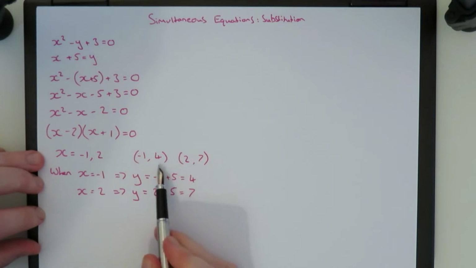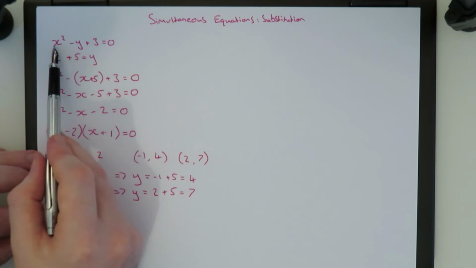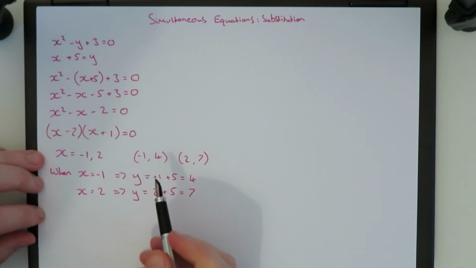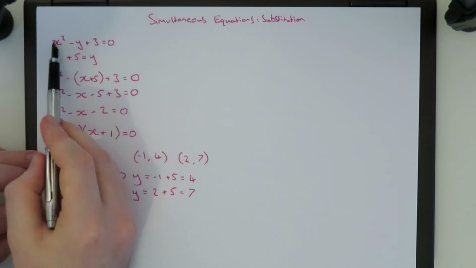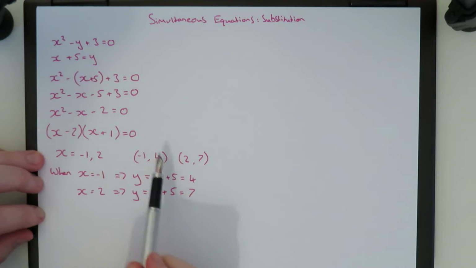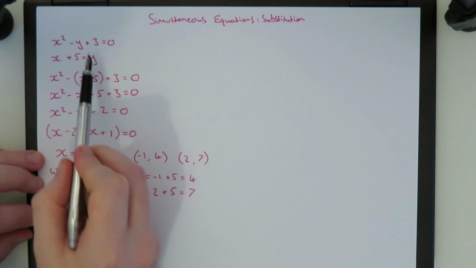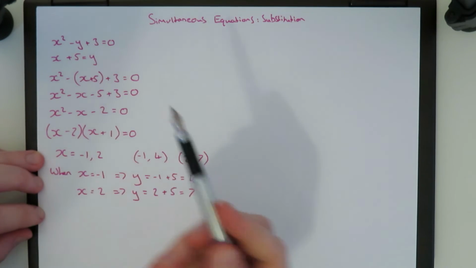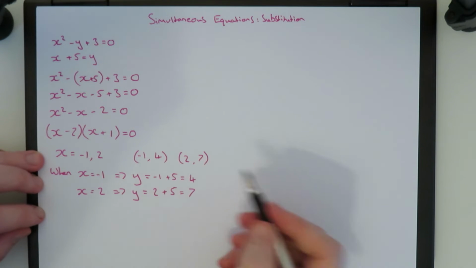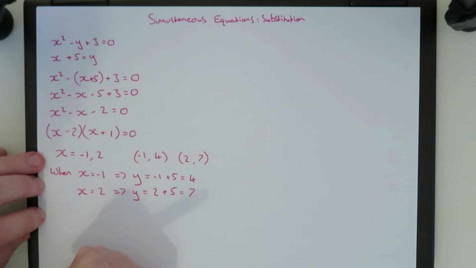Now once you have these, it's good practice to substitute them back in here, to see if everything works out. So I'll just do one of these. Minus 1 squared is 1, subtract 4 is minus 3, plus 3 is 0, which is what we're expecting. So that one's correct, and we'll just assume here that this one is correct as well. So let's have another go.